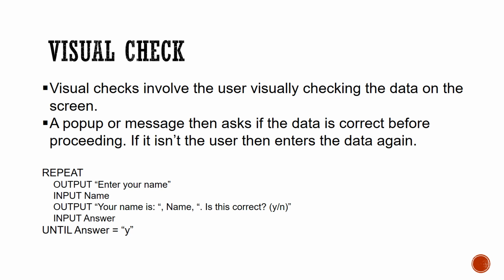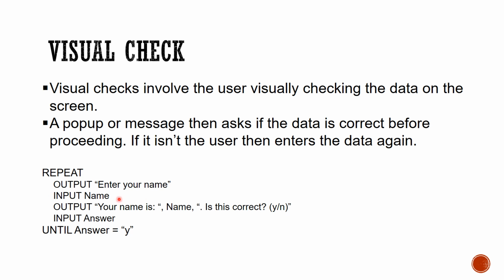Visual checks involve the user visually checking the data on the screen through a pop-up message, which then asks if the data is correct before proceeding. If it is not correct, then the user enters the data again.